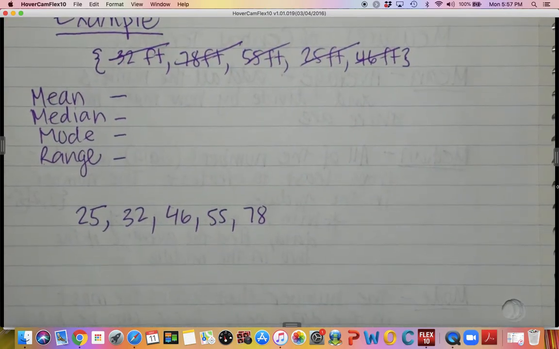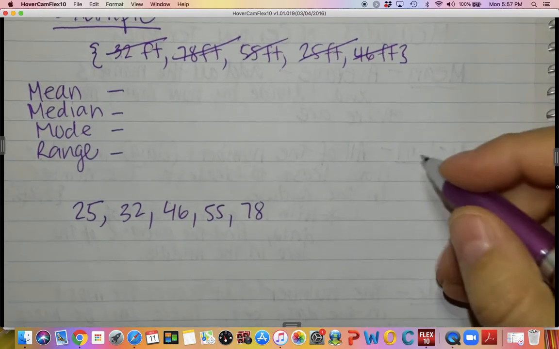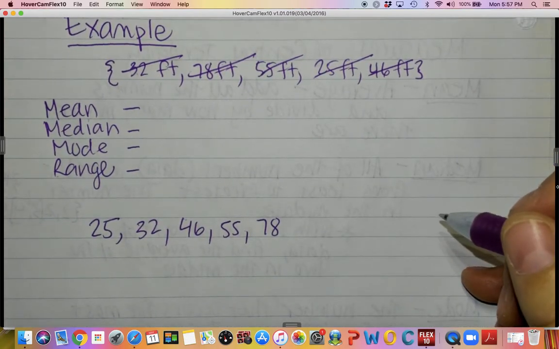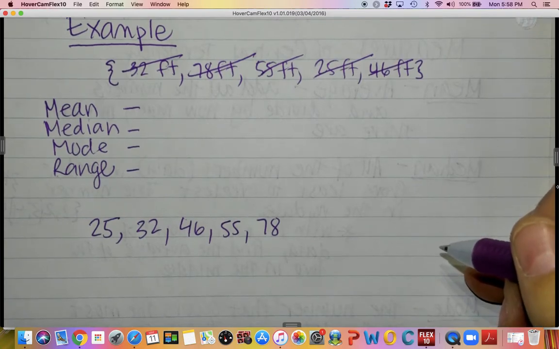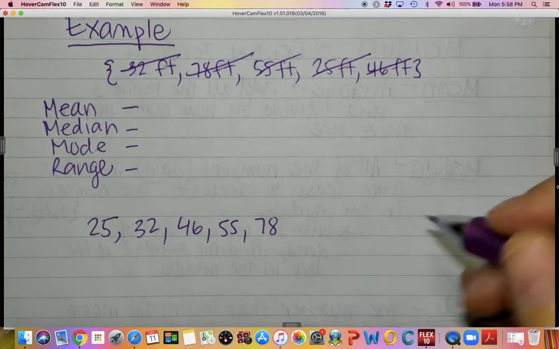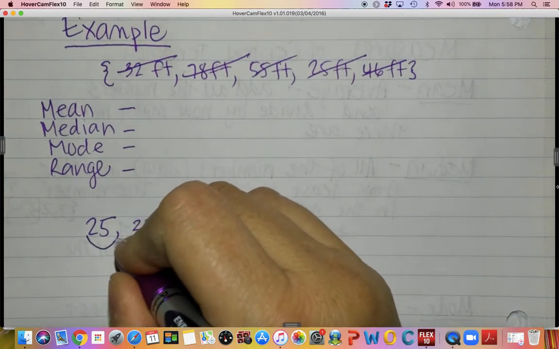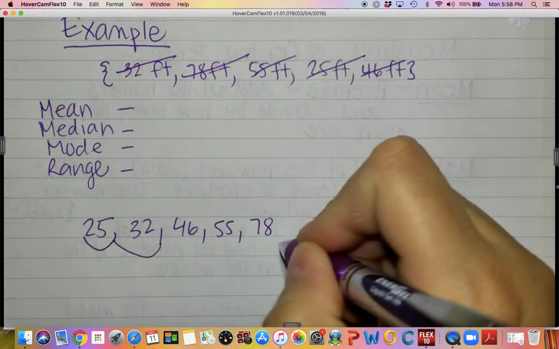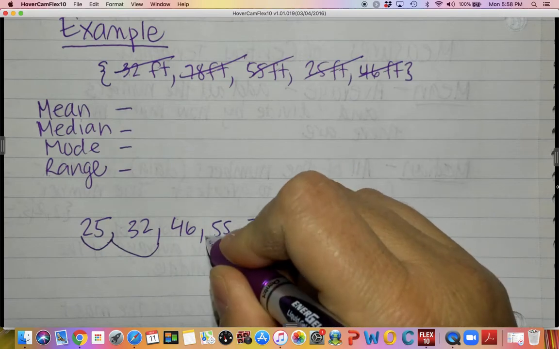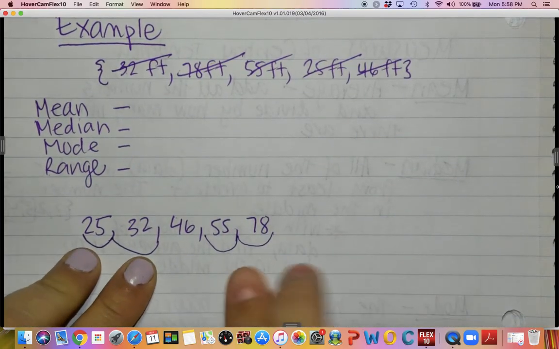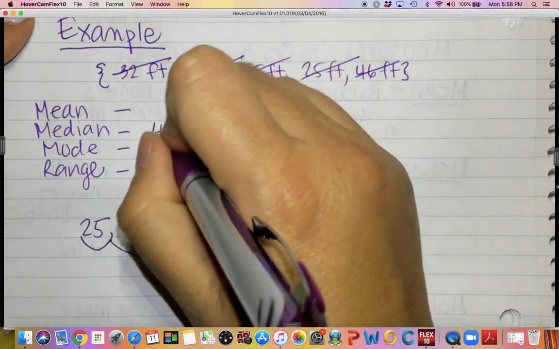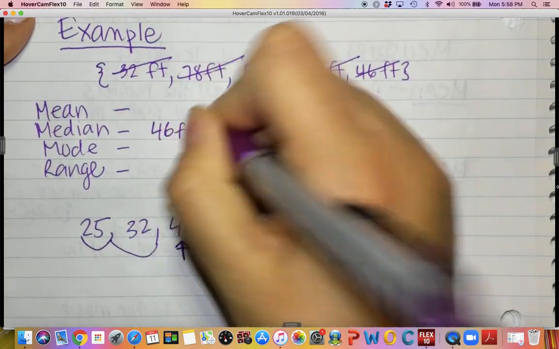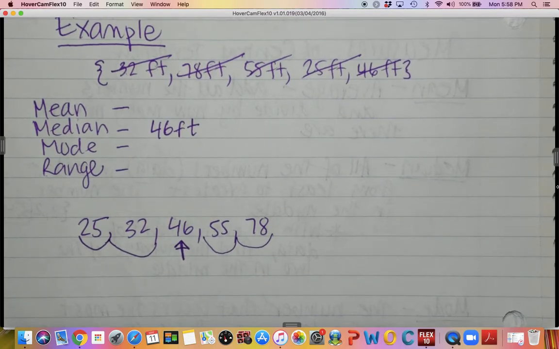So here they are in order from least to greatest. So now that they're in order from least to greatest, I can actually quite easily find the median. And the median is the number in the middle. So I have a 25, a 32, a 46, a 55, a 78. So here's 2 on the outside, which means my middle number is 46 feet. That's my number in the middle.